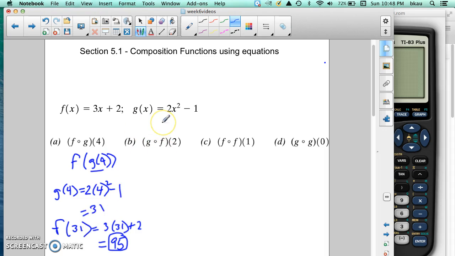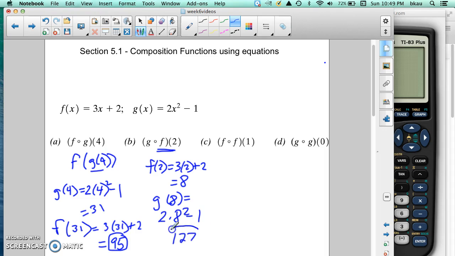So we're going to do the same thing here on the second one, but it looks like we're going in reverse. So we're going to find f of 2 first. F of 2 is going to be 3 times 2 plus 2. So that's 8. Then we take that answer, and that becomes this value, so we take g of 8, which is 2 times 8 squared minus 1. So that's 64. It's 128 minus 1, 127 for the answer to this one.